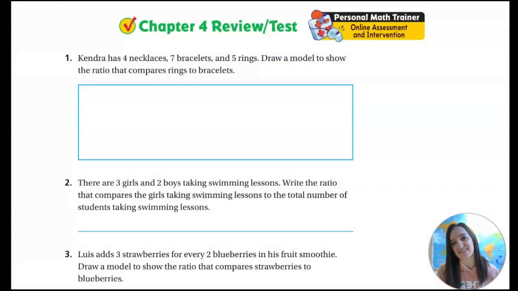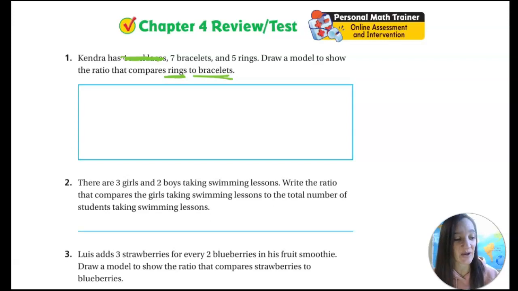Kendra has 4 necklaces, 7 bracelets, and 5 rings. Draw a model to show the ratio of rings to bracelets. I would say the biggest thing with these ratio questions, the most important thing, is that you read it carefully. These can be the easiest questions if you read it carefully, but you can also get them completely wrong if you just kind of do your own thing. So for example, this says rings to bracelets. It says absolutely nothing about necklaces. So we don't need necklaces.